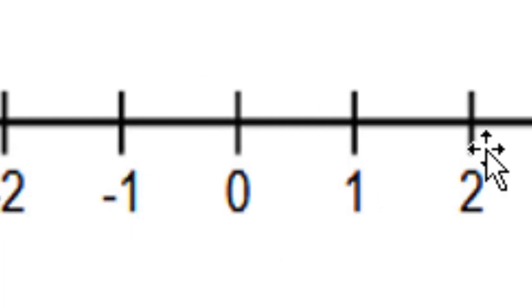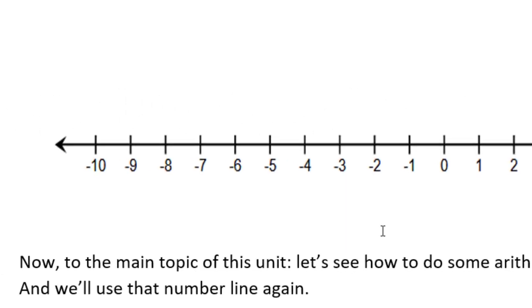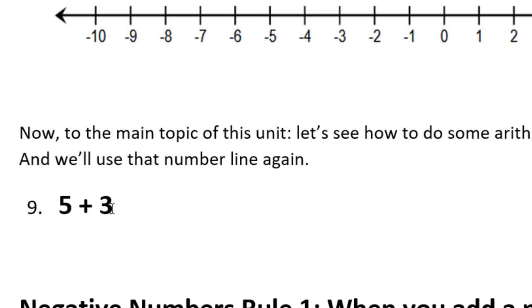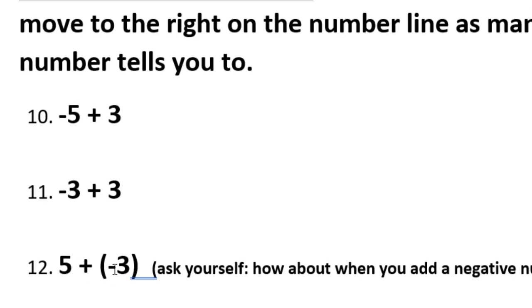Negative 2 is the opposite of positive 2. A very helpful way of thinking about negative numbers is to use the word opposite. You can call it negative 2, or you can call it the opposite of 2. And when you think of it as opposite, 5 plus negative 3 is going to have to act the opposite of 5 plus positive 3. With 5 plus positive 3, you move to the right 3. But with 5 plus negative 3, you're going to move to the left 3.